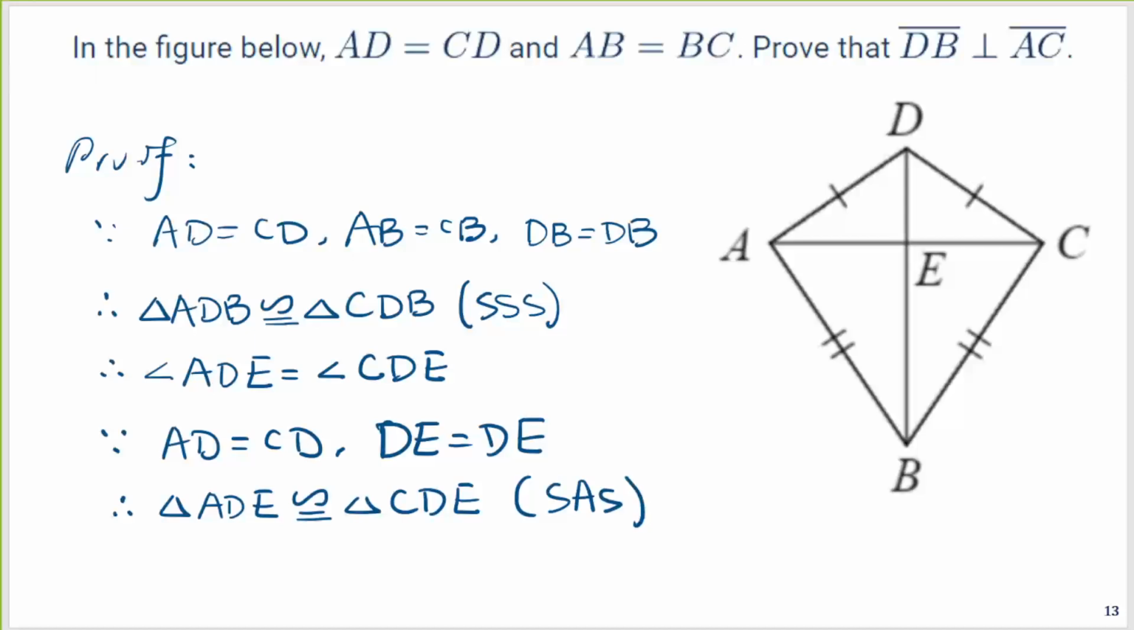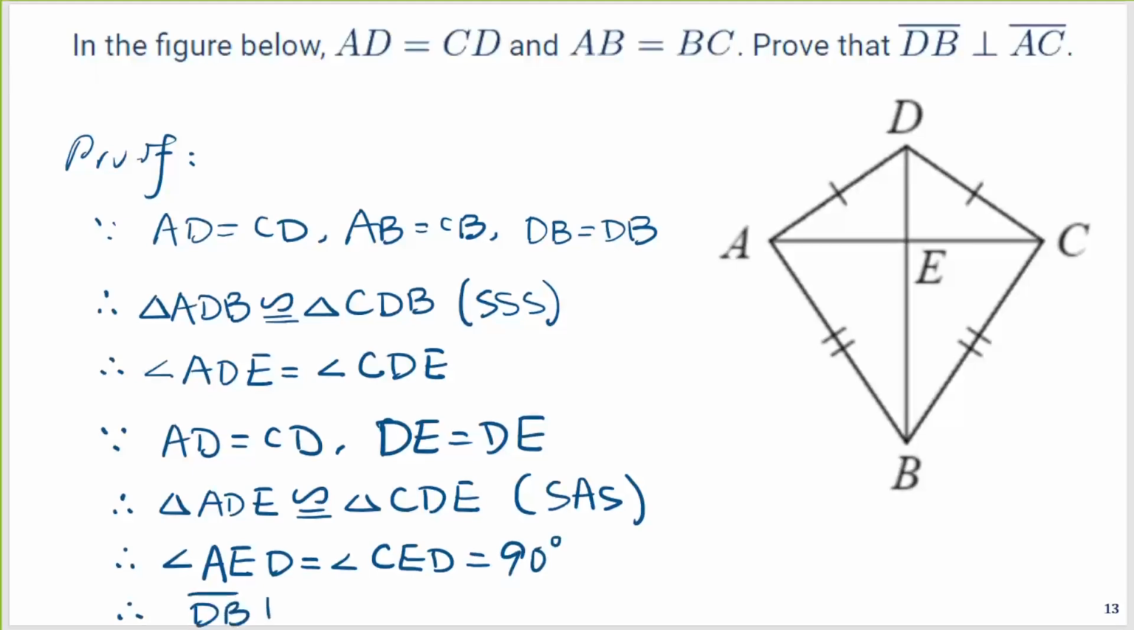So here we are using both SSS and SAS. Therefore, the corresponding parts are equal, which means angle AED equals angle CED, which is 1/2 of 180 degrees, which is 90 degrees. Therefore, we have proved section DB is perpendicular with section AC, right? Any questions? Alright, if not, let's have a look at the next one.